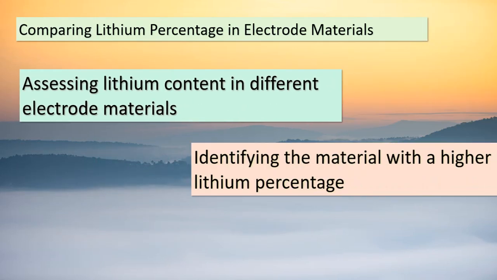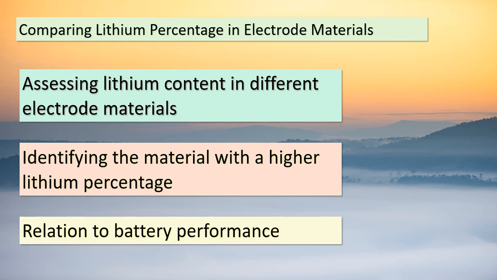Hello again, bright minds. In our pursuit of knowledge, we now turn our attention to the lithium content within various electrode materials. One question prompts us to compare the lithium percentage in different materials. This information is vital as it has implications for battery performance. As we dig deeper, we find that some materials possess a higher lithium content than others. This difference has a direct impact on battery behavior. But does a higher lithium percentage always mean better performance? Let's explore this intriguing concept further.